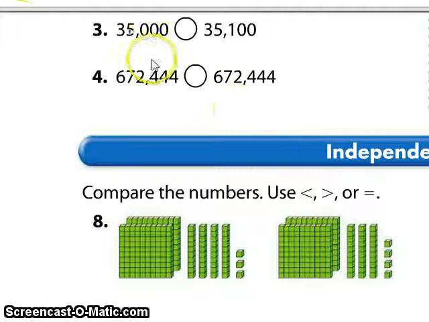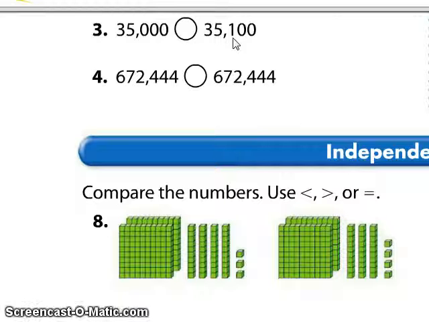Number 3 says 35,000 is greater than, less than, or equal to 35,100. Now we got to think. Where do we start? That's right, you start in your 10,000s place. So let's look. 3 and 3. Those are equal, so we got to keep moving. 5 and 5. They're still equal. Keep moving. 0 and 1.